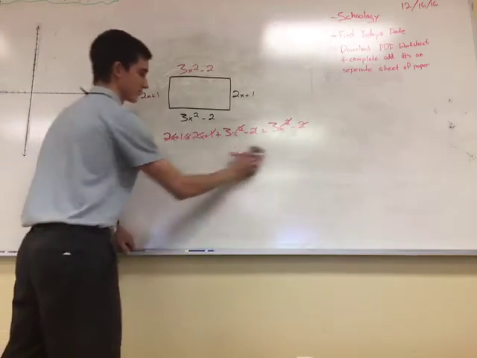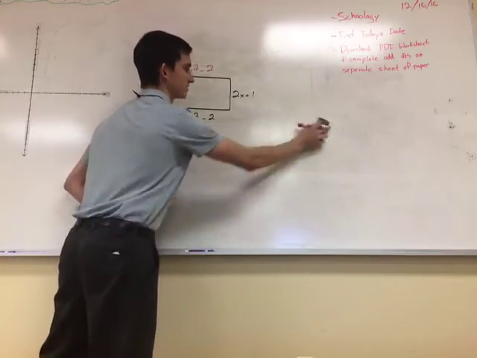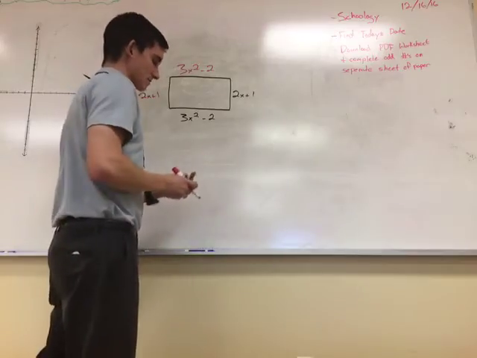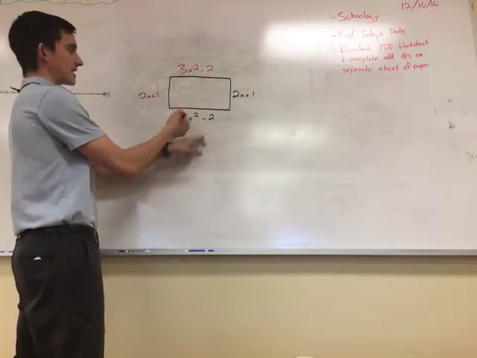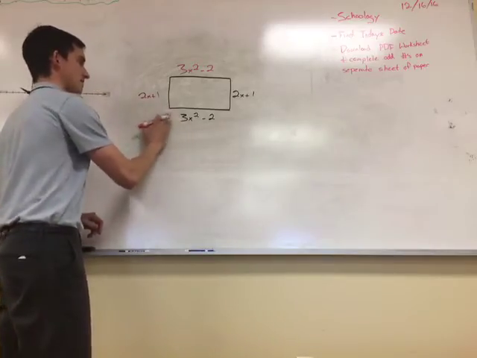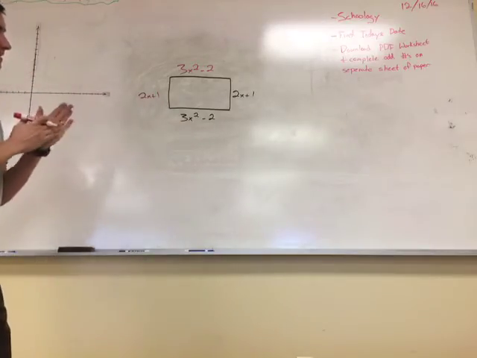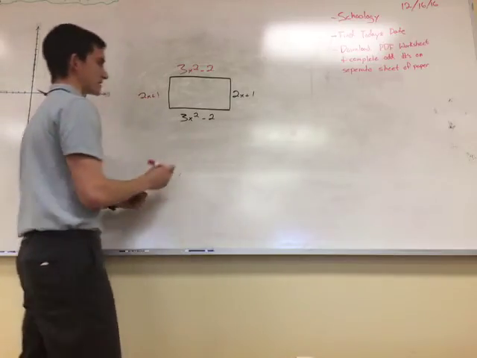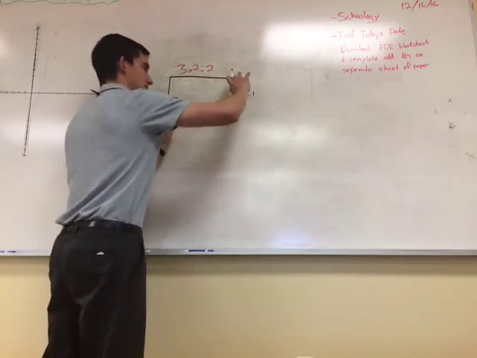Perimeter is just adding up the sides, or maybe sometimes subtracting if you have a negative, maybe if this was a negative 3x squared. So sometimes it's subtracting, all right? So that would be perimeter. Sometimes they'll ask you for area. So remember, area is just base times height. So I have the base times the height.